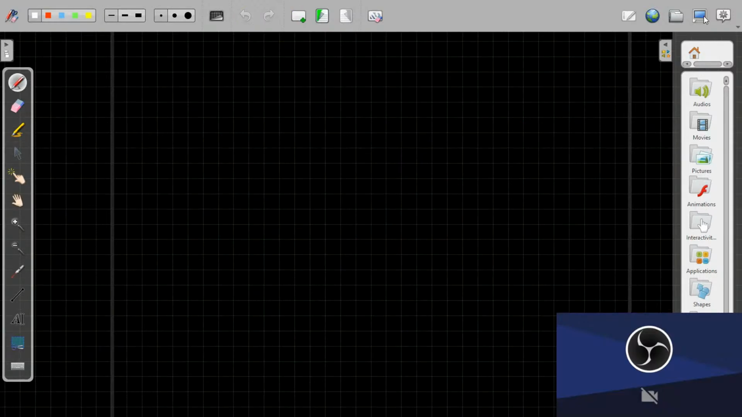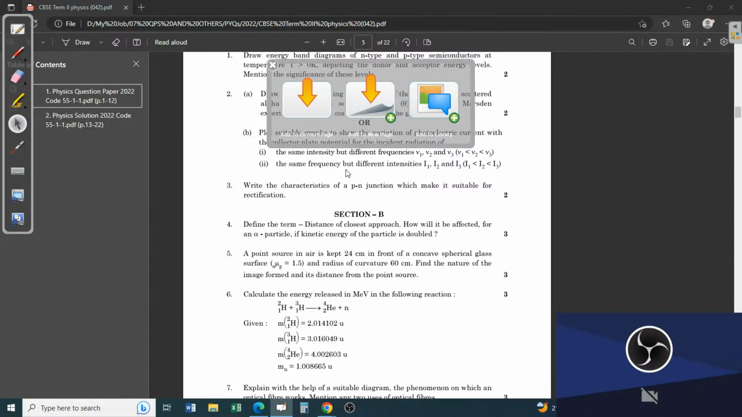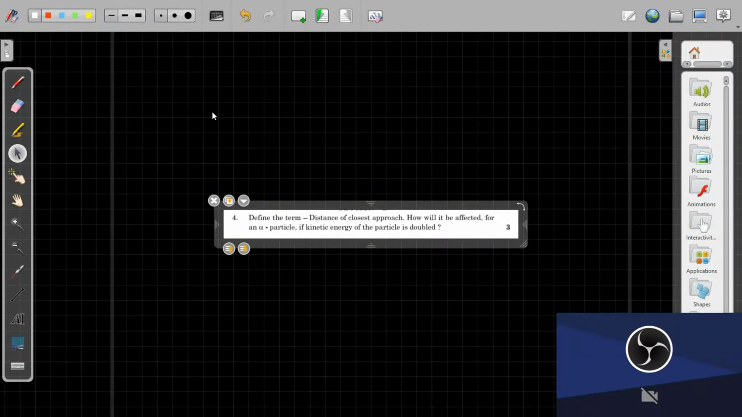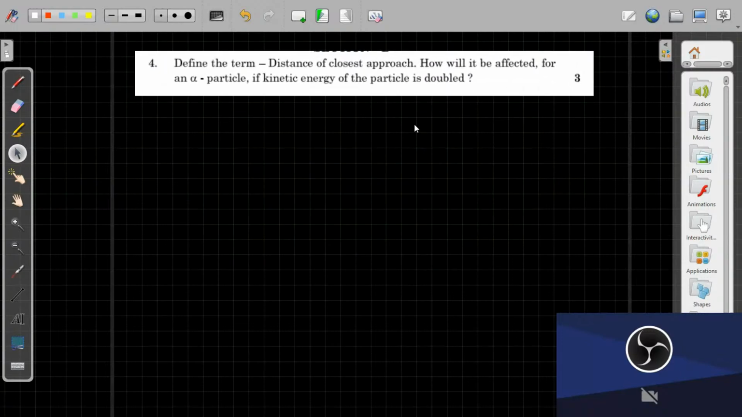Now, let us see the next question. The next question is, define the term distance of closest approach. Let's see, it's a 3 mark question. You can do it, no problem in this. Again, we'll come back to the Geiger-Marsden experiment.